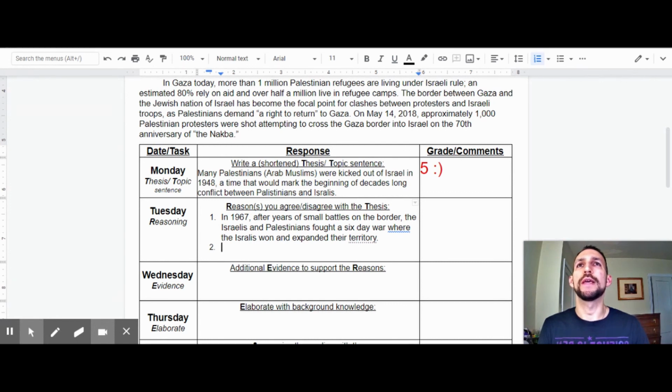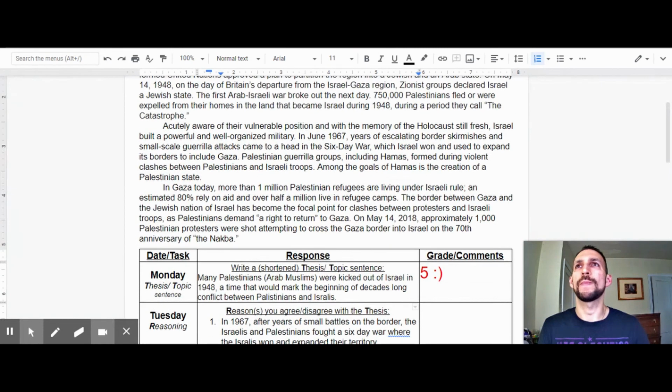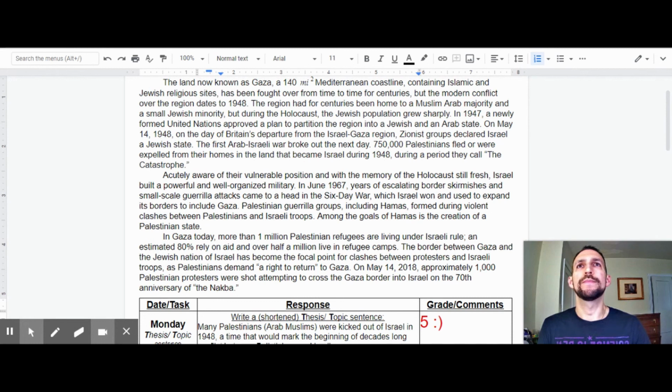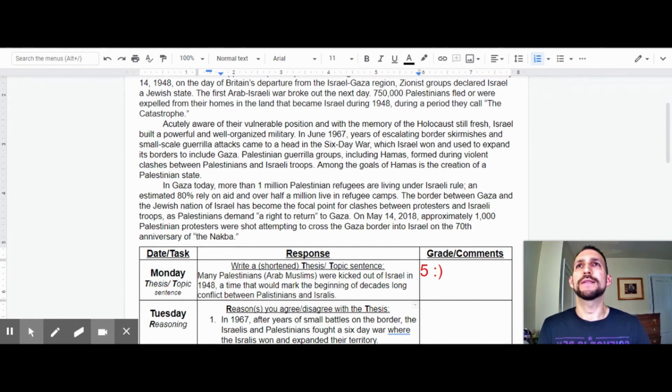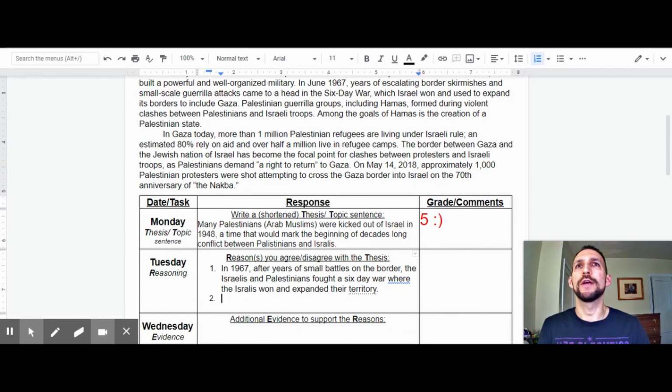We want to show that this wasn't just the Six-Day War that happened, but a decades-long conflict between Palestinians and Israelis, something that went on an ongoing basis. So after the Six-Day War, we included Palestinian guerrilla groups formed, violent clashes. One of the goals of Hamas, creation of a Palestinian state. "In Gaza today, more than 1 million Palestinian refugees are living under Israeli rule. 80% rely on aid and over 500,000 in refugee camps. The border between Gaza and the Jewish nation has become the focal point for clashes." So here we see the other bit of evidence about the Palestinians being kicked out of Israel, as well as the continuing conflict. So let's summarize this.